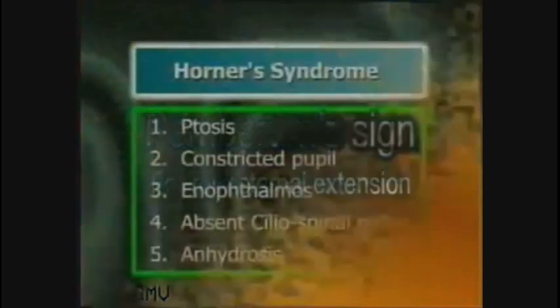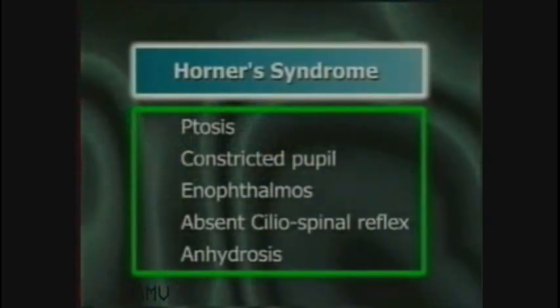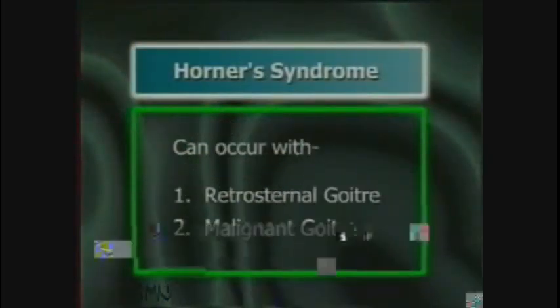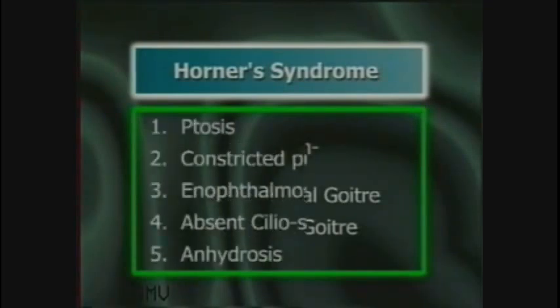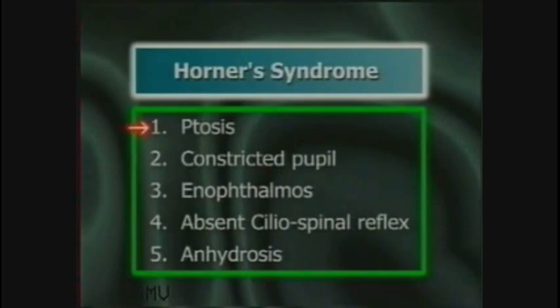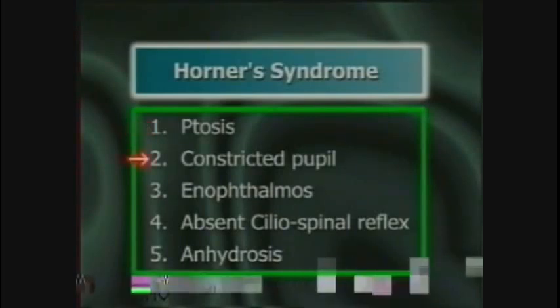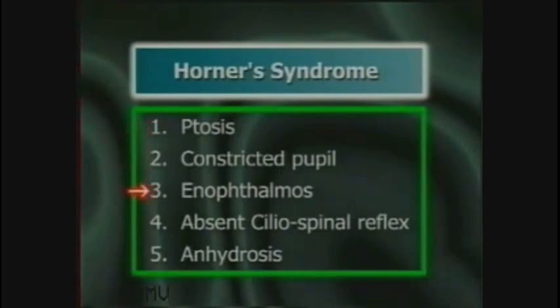Lastly, look for Horner's syndrome, which can occur in a retrosternal goiter or in a malignant goiter affecting the cervical sympathetic nerve. The features of Horner's syndrome are ptosis with constricted pupil and enophthalmos in the eye of the affected side. The cilio-spinal reflex is lost, and there is anhidrosis or loss of sweating on the affected side of the face.